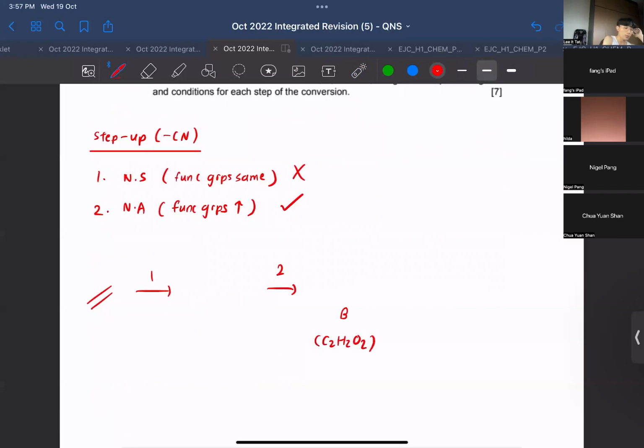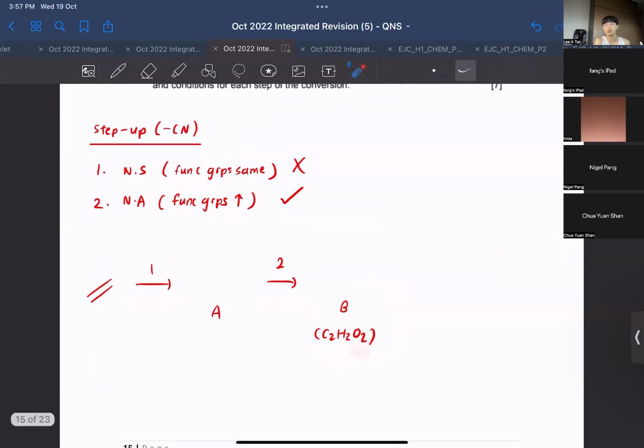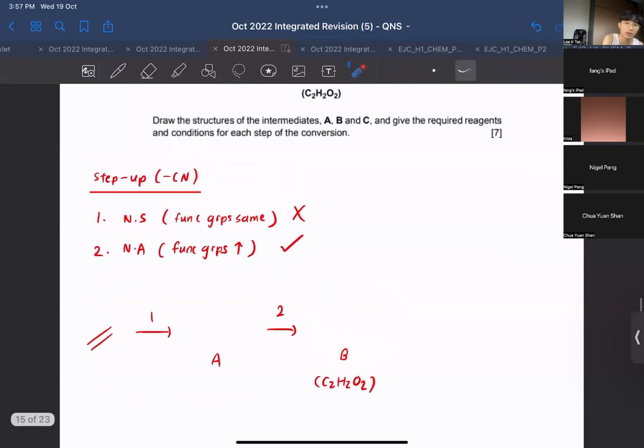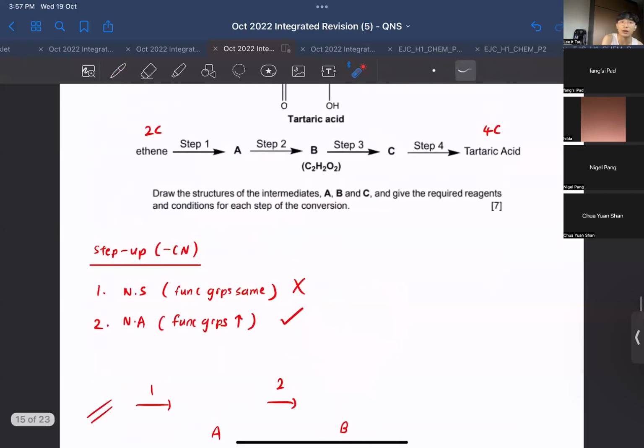Okay, so at the moment, what we can confirm is that there has not been any step-up reaction leading up to compound B. So we can also infer, right? Now that compound B has oxygens, we could use this to infer that compound B could be the aldehyde, or the ketone, the carbonyl. Because from C to tartaric acid, we know the step-up reaction has to have already taken place somewhere here.